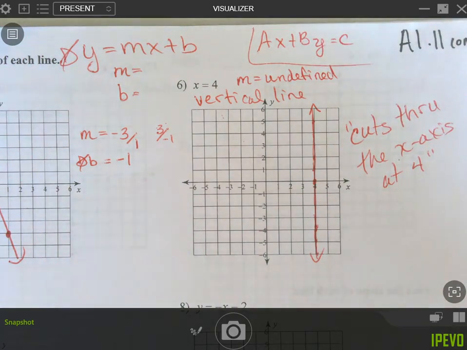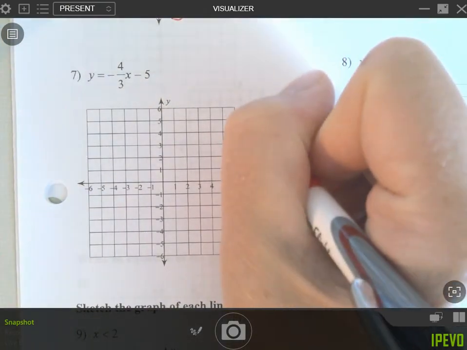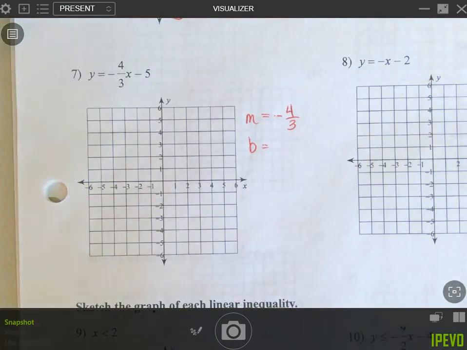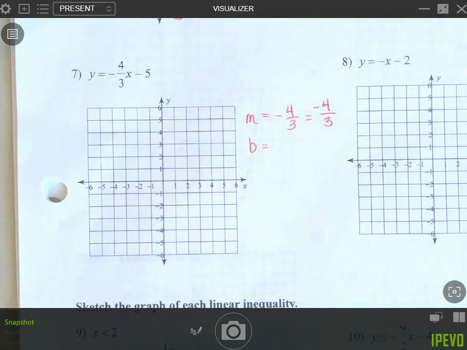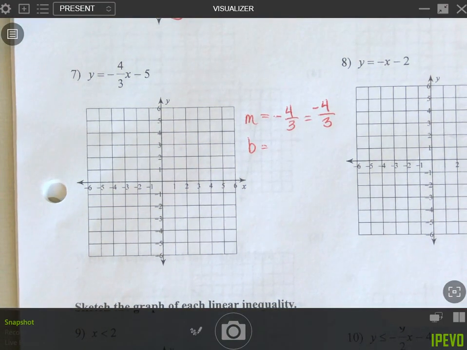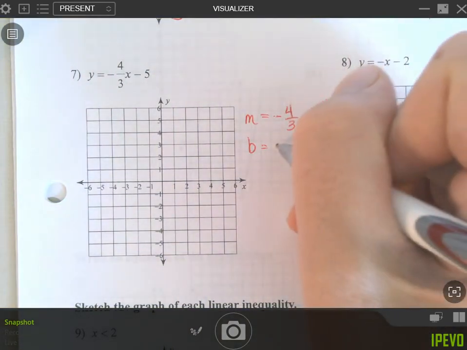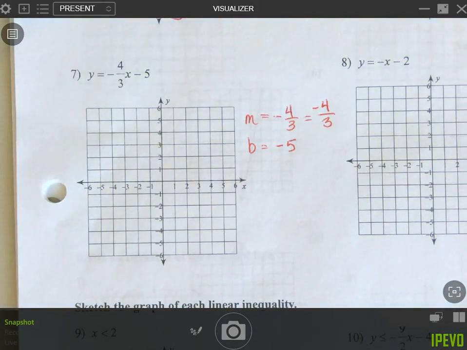Pay attention to your signs. There's one thing I want to talk about. So when you look at number 7, it already is y equals. What is m and what is b? Well, the m says negative 4/3 like this. I would like you to put that negative sign either in the top or in the bottom because you need to get one negative direction. So if you have a negative number, you only get to use one negative. So I like to push it to the top so I don't lose it. The y-intercept is not 5. What is it? Negative 5.